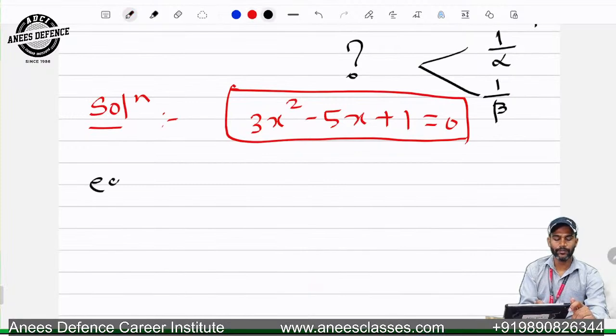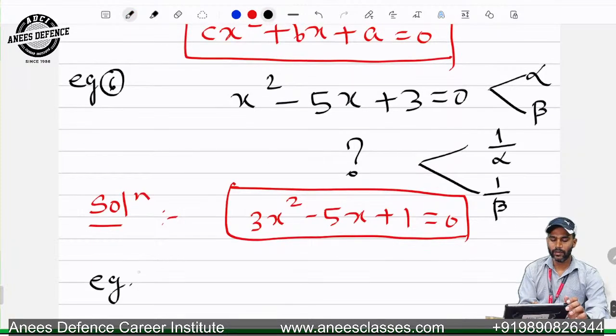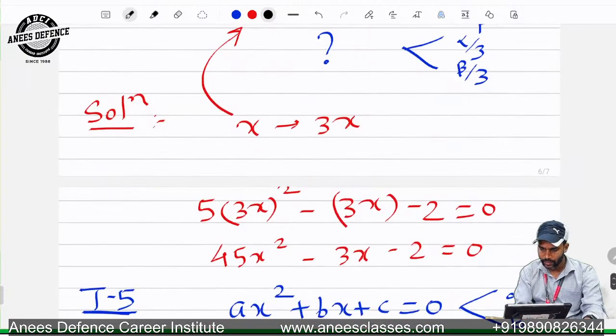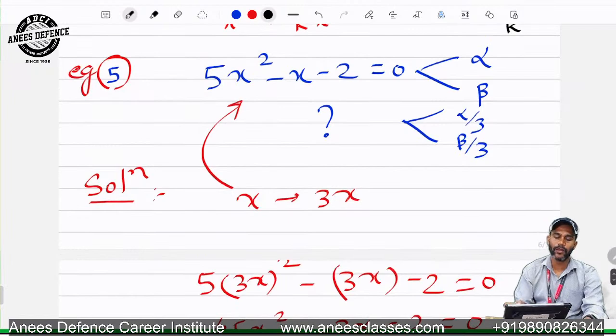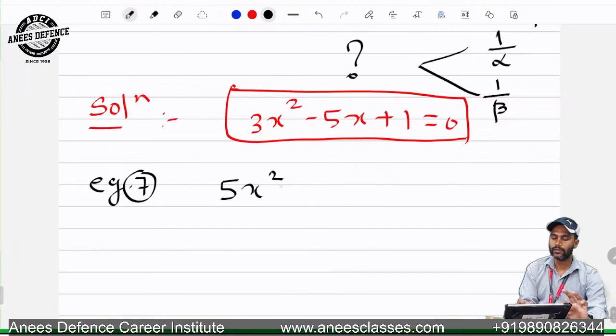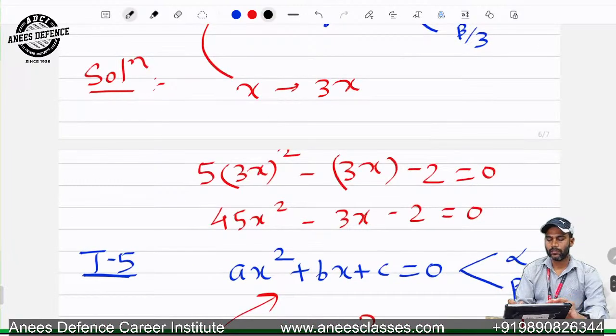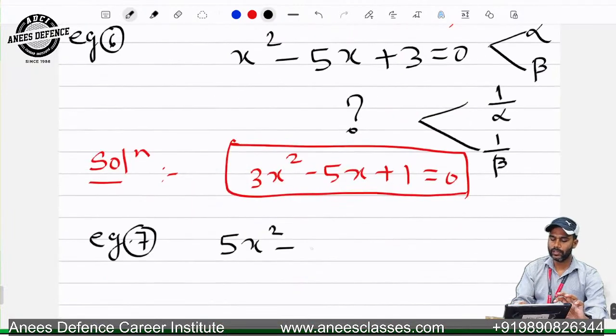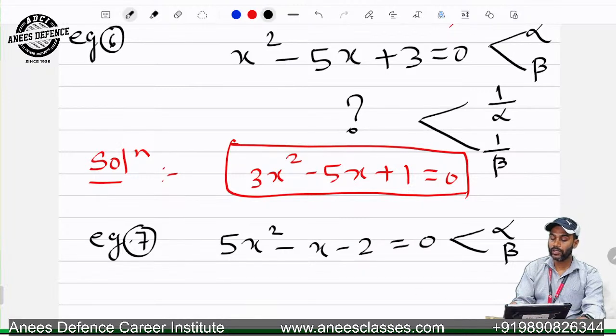Yes, sir. Example number 7. Suppose we have this equation. The previous equation you can take. See, we have taken this one, example number 5: 5x square minus x minus 2 is equal to 0. Suppose the equation roots are alpha and beta, and you are supposed to find out the equation of which roots are 2 by alpha and 2 by beta. Please try.